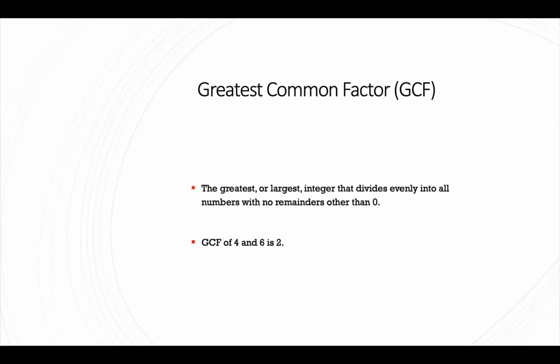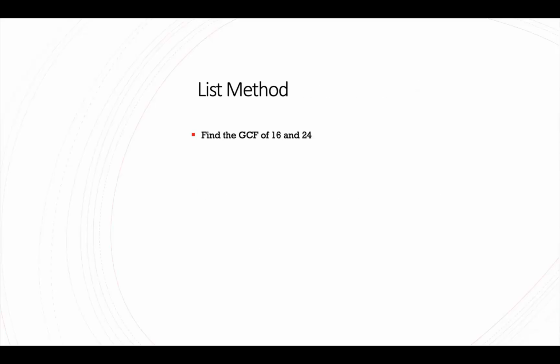For smaller numbers, we can use a method called the list method. In the list method, I am going to list all the factors of both numbers I am trying to find the greatest common factor for. Factors are simply numbers we can multiply together to get another number. So some factors of 10 might be 5 and 2, because 5 times 2 equals 10. So let's use the list method to find the greatest common factor of 16 and 24.